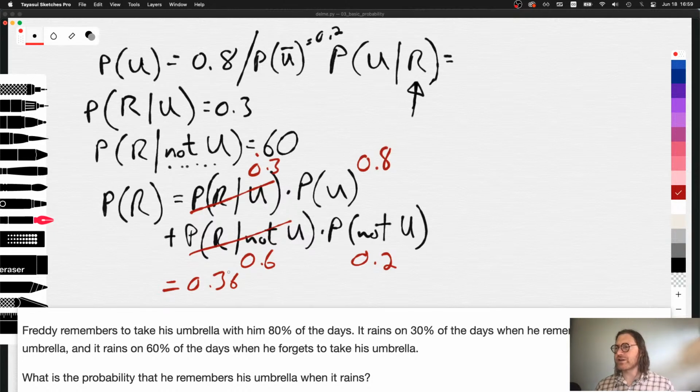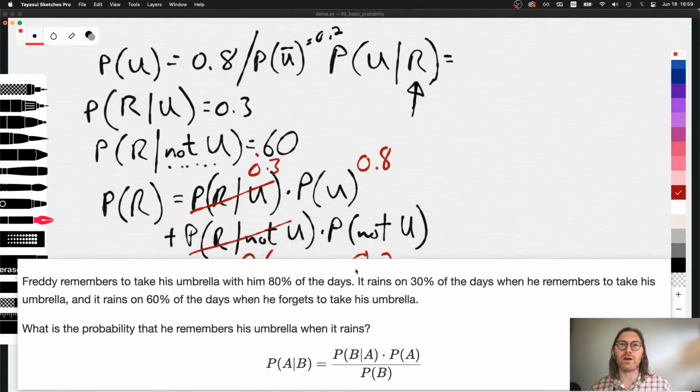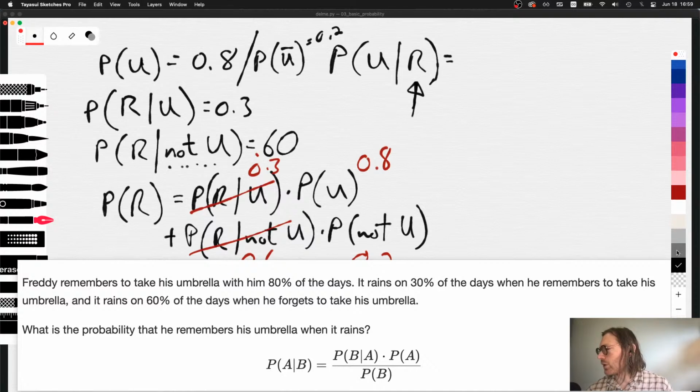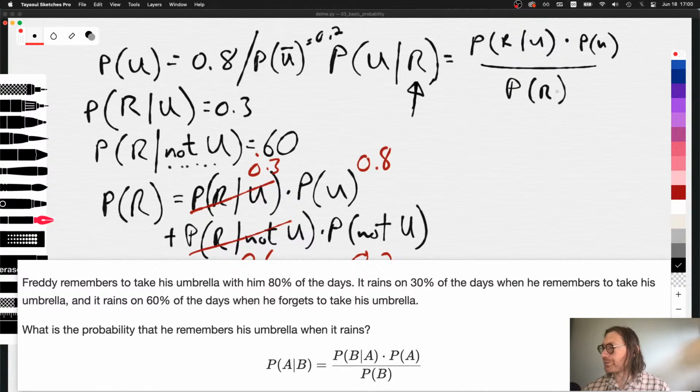That's not what the question's asking us. The question's asking us the probability of umbrella given rain. But at this point, we actually have all the information we need to solve this problem, and I'll just show you that because why not, right? If we follow the format of Bayes' theorem, the probability of umbrella given rain is going to be the probability of rain given umbrella, which we know, multiplied by the probability of umbrella, which we know, over the probability of rain, which we figured out.